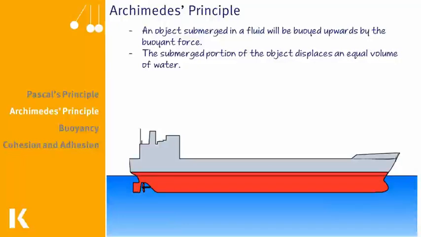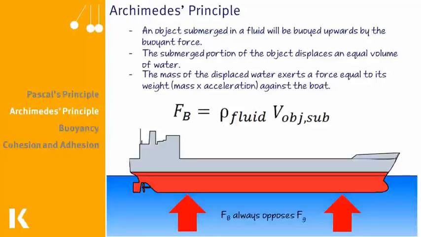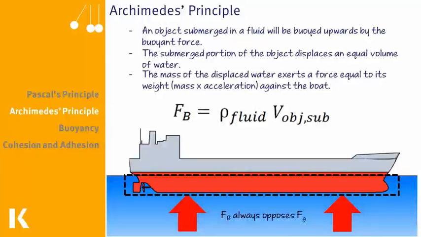The mass of that displaced fluid exerts a force against the ship. That force is equal to the mass of fluid displaced times the acceleration of that fluid, which is just the acceleration due to gravity. In mathematical terms, the buoyant force, which always points upwards or against gravity, is equal to the density of the fluid times the volume of the object that is beneath the surface of the fluid, which, taken together, just gives us the mass of the displaced fluid. That mass, multiplied by the acceleration due to gravity, gives us the buoyant force.